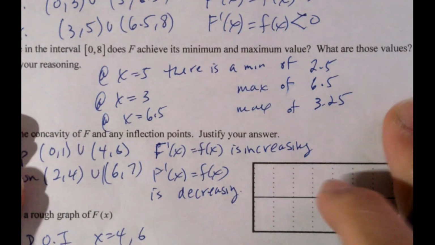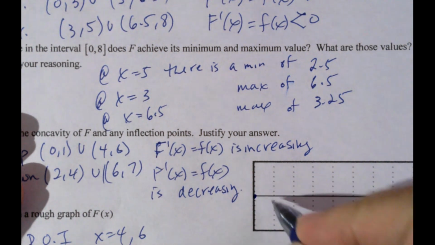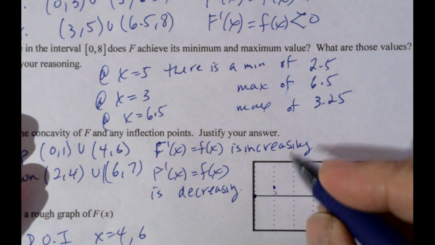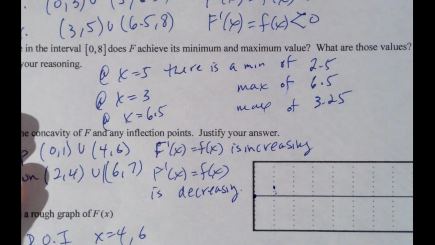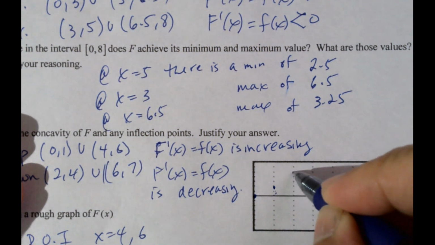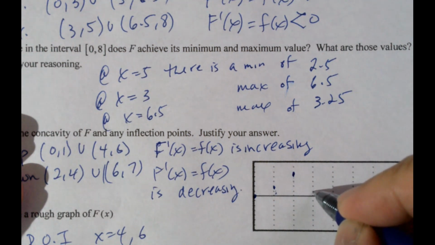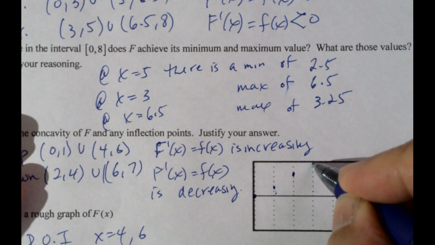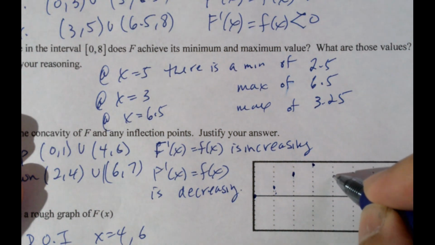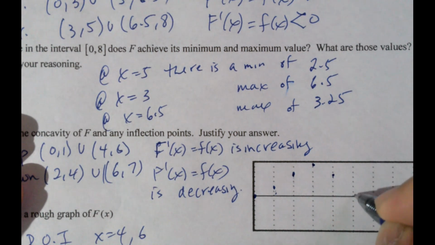All right, sketch the graph. You just plot the points. So at 0, it's 0, and then at 1, it's at 2, at 2, it's at 5, at 3, it's at 6.5, and at 4, it's 4.5, at 5, it's 2.5, then it's 6.25 at 6, then 7 is at 3, 8 is at 2.